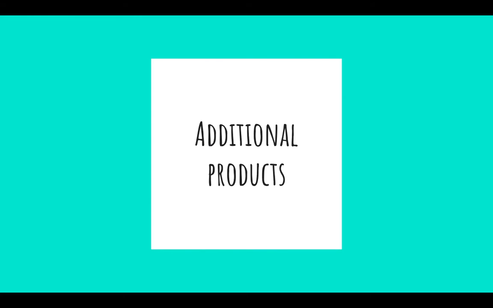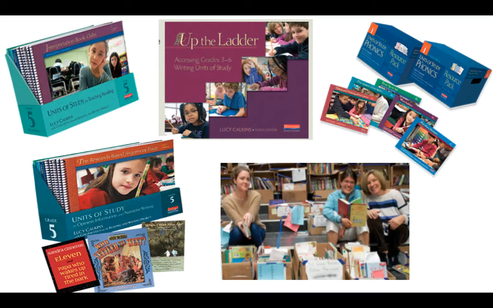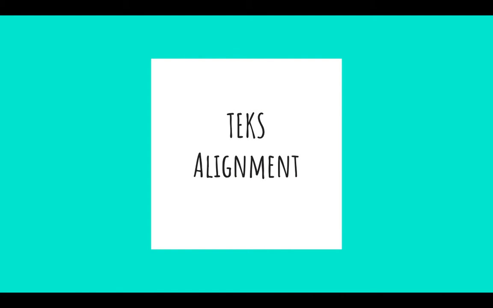Turn to the back inside cover. Teachers College Reading and Writing Project offers additional products to support your balanced literacy needs. These include Up the Ladder units for grades 3 through 6, units of study in phonics for grades K through 2, reading units of study, professional development and professional books, and the Teachers College Reading and Writing Project classroom libraries. All sessions for each of the units have been aligned to the texts. Reach out to your local Heinemann representative for the direct link to the alignment.